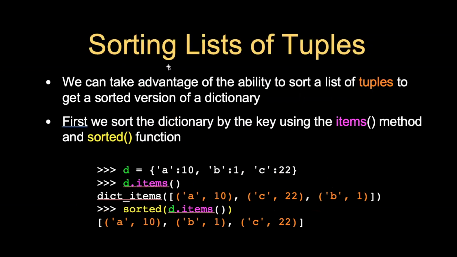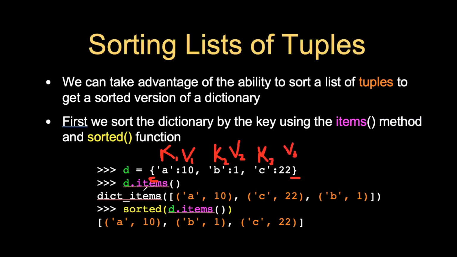The very next slide is sorting lists of tuples. So what does that mean? You can take advantage of the ability to sort a list of tuples. How do you sort the tuples? Let's take a look. If you have a dictionary, represented by these curly braces right here, and this set of keys, K is a key, and 10 is a value, B is a key, right? Value. So this is K1, V1, and this is K2, V2, just to separate keys from each other and values from each other. So this is K3, and then value 3 is 22.